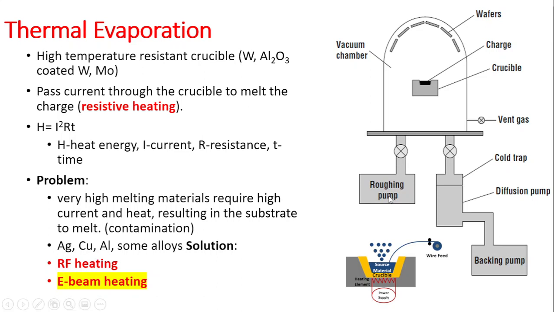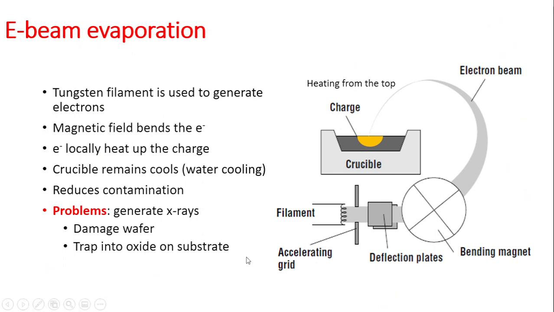One of the main problems with thermal evaporation is that for some materials you might require very high heat energy to melt it. So you'll end up passing a lot of current in order to melt the material. When this happens, it could be possible that even the crucible is melting and evaporating. So this can result in some contamination. There are two other possibilities for how you can heat and melt your charge: through RF heating and electron beam heating. And electron beam heating is very popular, so that will be the next thing I'll be talking about.